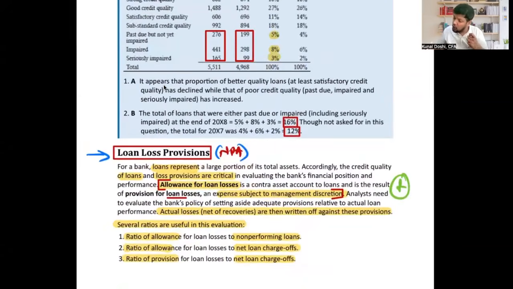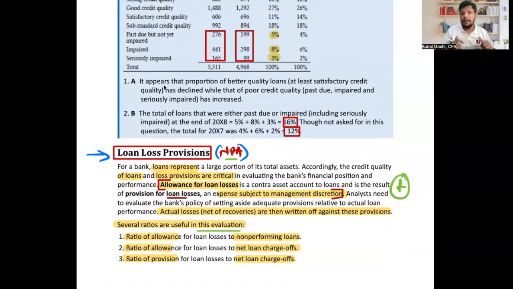Then, as I said, loan loss provision, that is for the non-performing asset. How much of the bank's loans are expected to default? That allowance for it is called loan loss provision. You need to keep some provision for those losses. It is mandated by many regulators. Okay, correct. Several ratios are used in this evaluation, which you can go through once, you don't have to memorize it again. Okay, this is about the CAMELS approach.